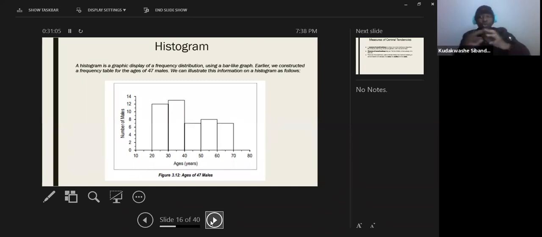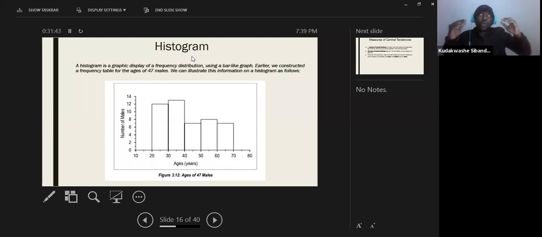So now let's look at what is called a histogram. A histogram is a graphical display of frequency. It looks like a bar graph, but it is a special type of graph. Remember, when you group data, you create what is called a frequency table. So when you have that column written frequency, and you plot those frequencies in the form of a bar-like graph, that bar-like graph is called a histogram.